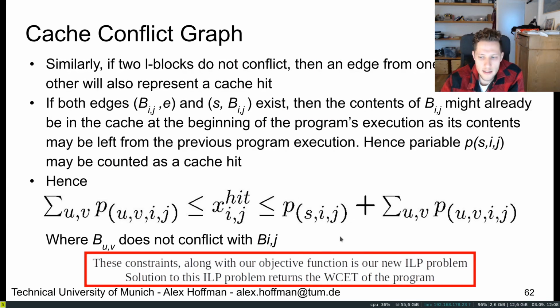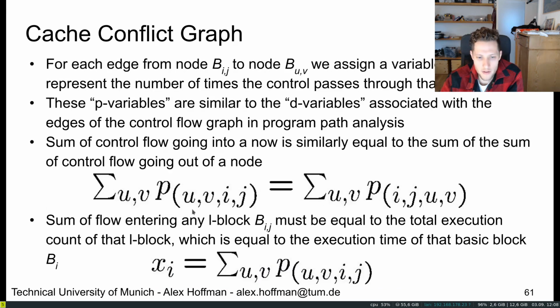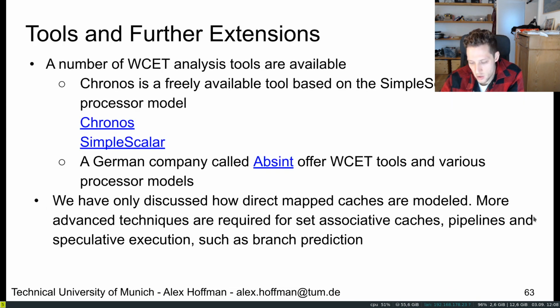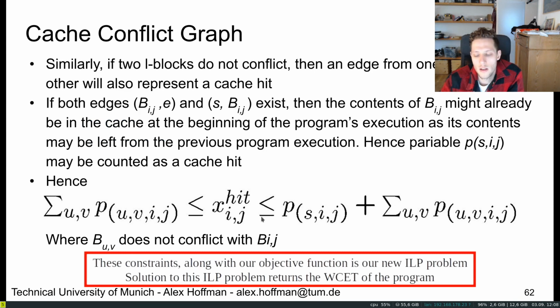And this leads us to this complex constraint here, where this is the sum of the control flow going into a node, and this is less than or equal to the hit count, meaning that at best we have all hits. But this is then equal to the potential first hit that we can get off the program plus the sum of the control flow for that block, given that they do not conflict with each other, because we're dealing with non-conflicting L blocks here. So this complex constraint, as well as the other structural constraints that we can pull out of our cache conflict graphs, become the new bounds and objective function to our ILP problem that we use to solve for the worst case execution time of our problem.